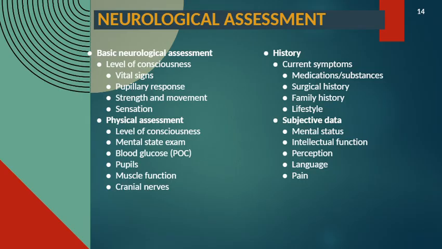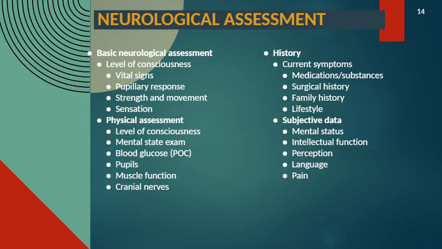We begin with the basic neurological assessment, and the first priority is the patient's level of consciousness, LOC. LOC is the earliest and most sensitive indicator of neurological deterioration. We observe whether the patient is alert, drowsy, confused, or unresponsive. After LOC, we assess vital signs because abnormal blood pressure, heart rate, or breathing patterns can signal serious neurological problems.